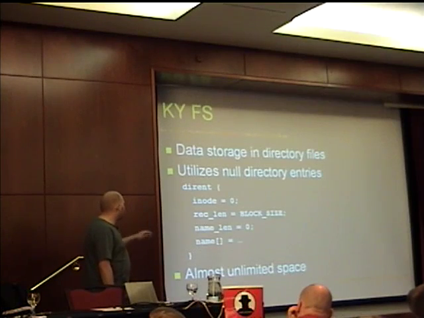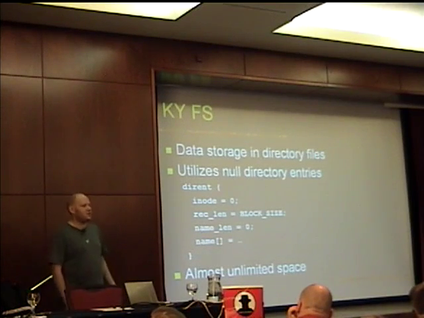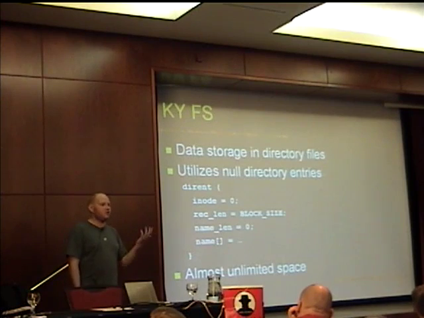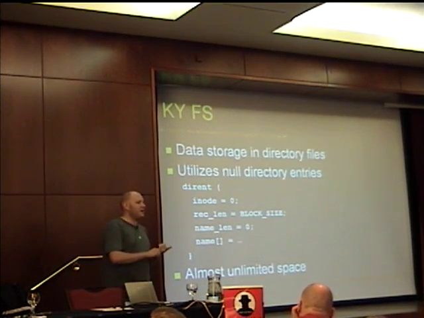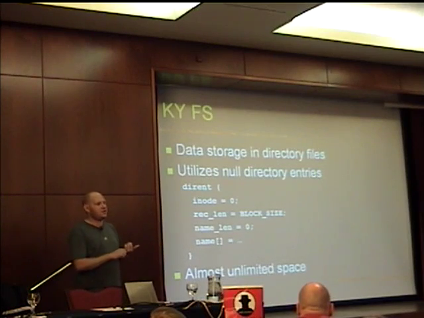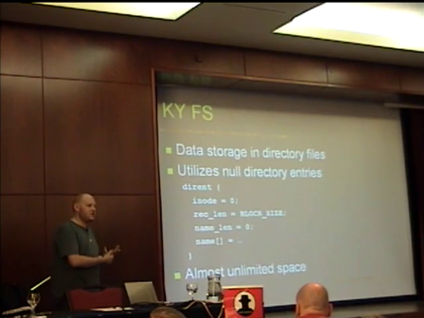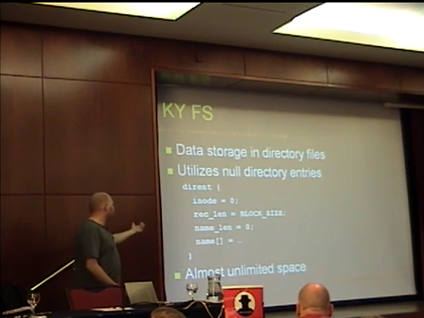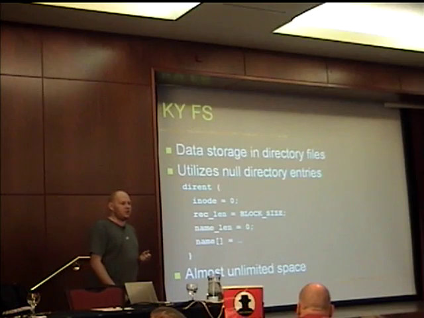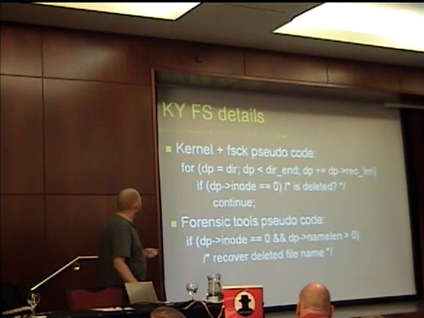So it's pretty straightforward. If you understood the directory files, which I'm sure all of you did because no one stopped me when I was talking about them, you'll understand this. We set the inode to zero, which indicates that it's been deleted. We set the size of the entry to the block size, and we're done. That's it. We can then start using the rest of the space for data storage. And let's see what my next slide is.